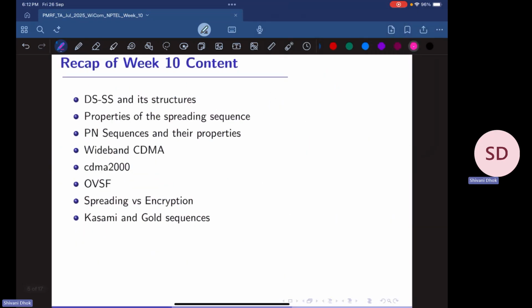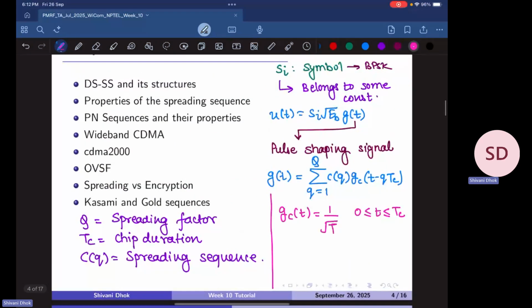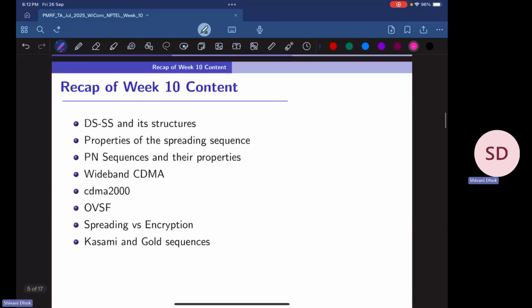And after that, we looked at the structures, like how to decode this direct sequence spread spectrum signals. We can go with either symbol by symbol decoding, or chip by chip decoding. So these are the two options that we have. I'm not going into details of all of these things, but we have discussed that in the class. Then we looked at properties of the spreading sequence and how to achieve them with the help of pseudo-random sequences or pseudo noise.